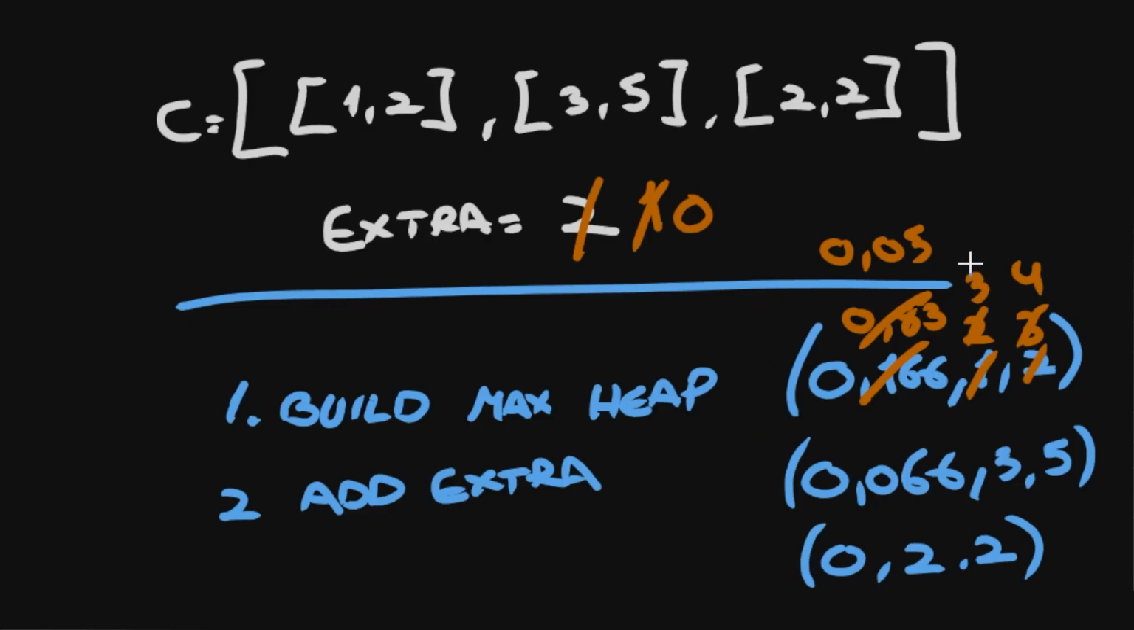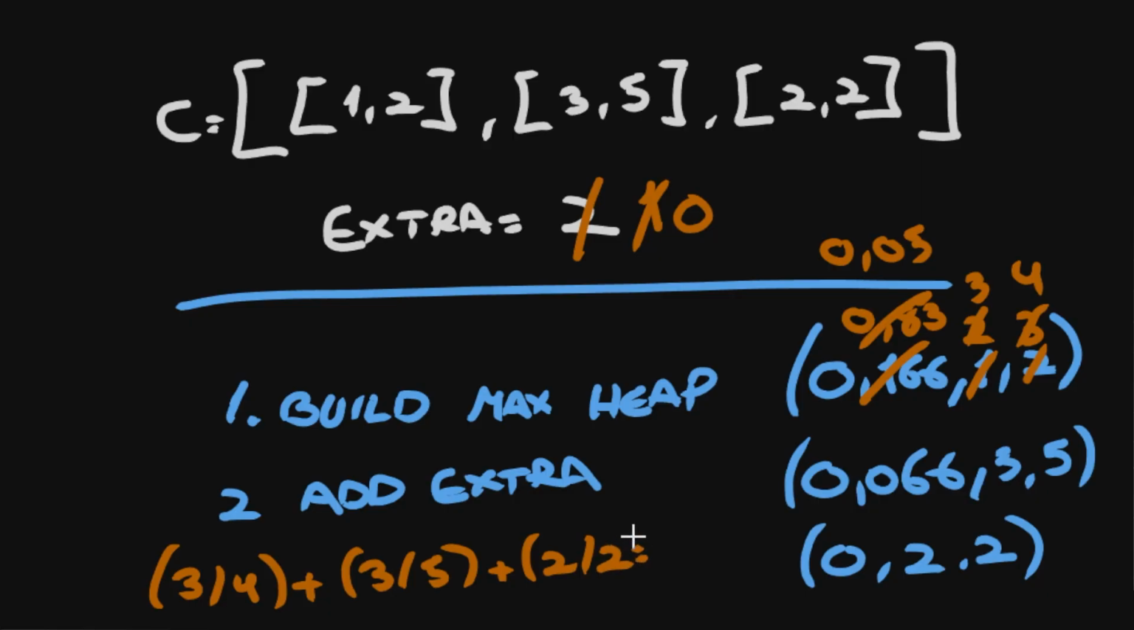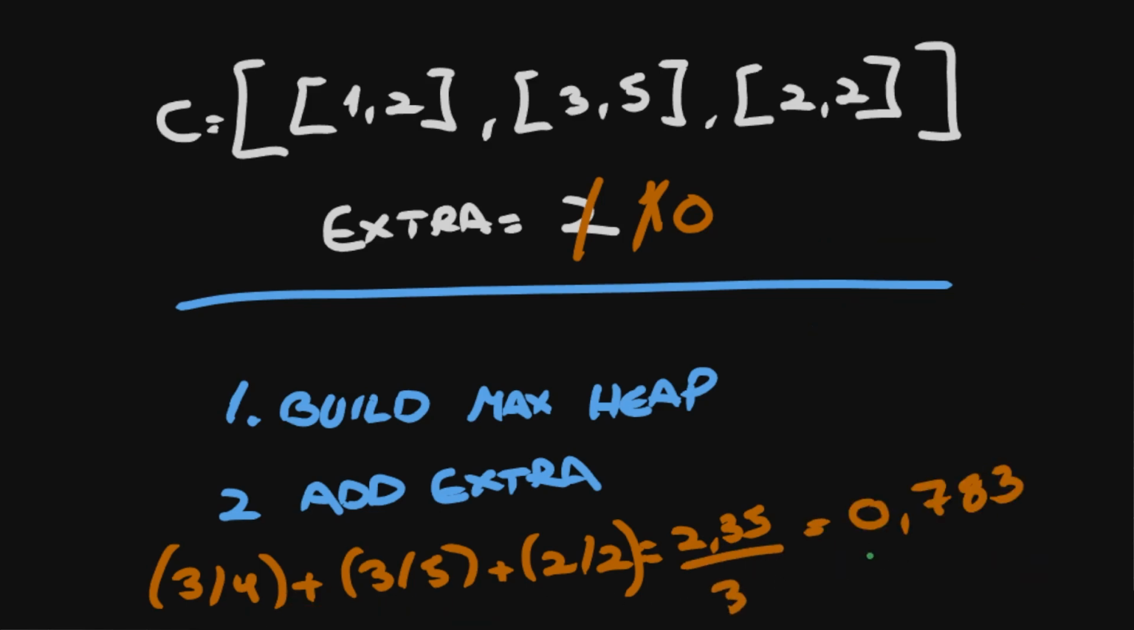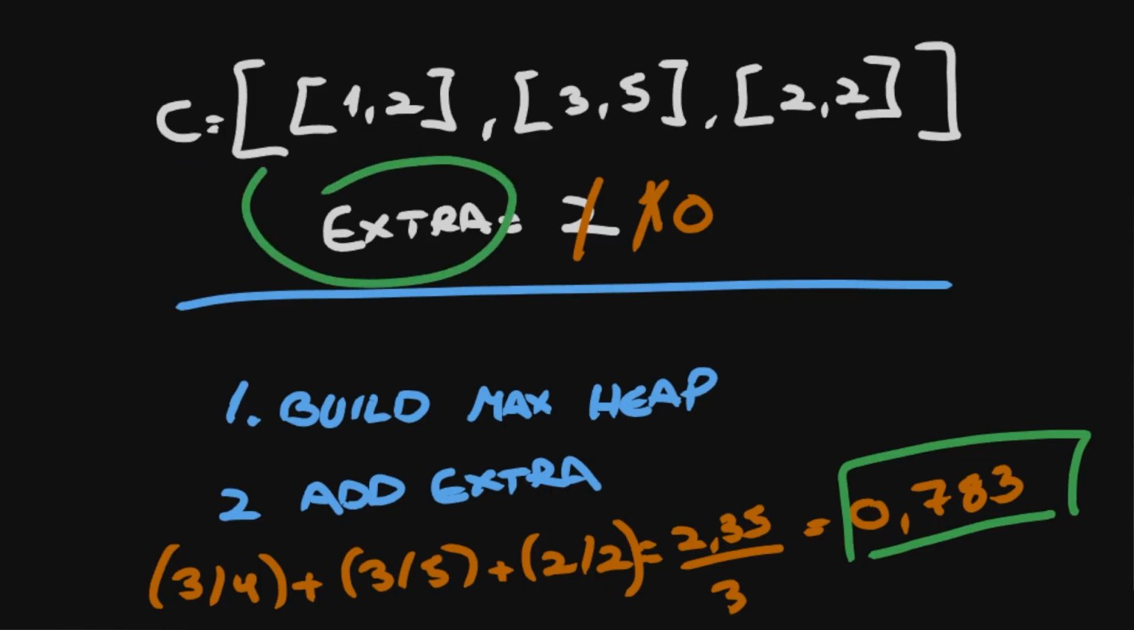So we take the pass ratio for every class, which is 3 divided by 4 plus 3 divided by 5 plus 2 divided by 2. This is 2.35, and this divided by 3 classes is 0.783, so we return this value. This is the maximum possible average pass ratio among all classes after adding all extra students. So this is it for the approach.